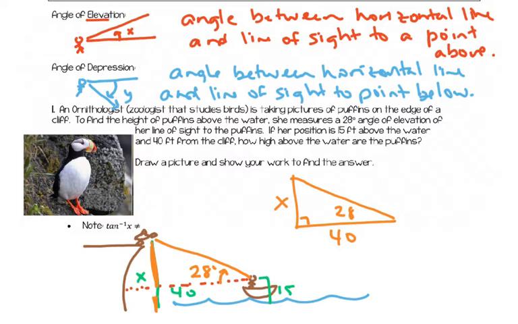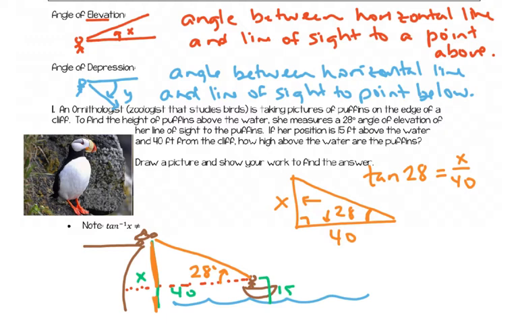Because I'm using this angle and I'm looking for the side opposite and I have the side adjacent, I'm going to use tangent. Just a little heads up, for most real life situations, you're going to be using tangent because those measurements are easier to measure in real life than it would be to measure that hypotenuse length. So the tangent of 28 degrees is going to be x over 40, and you can solve that. So make sure you're in degree mode.